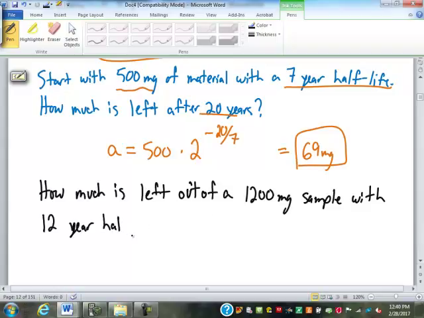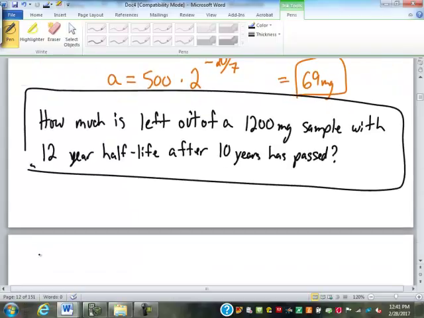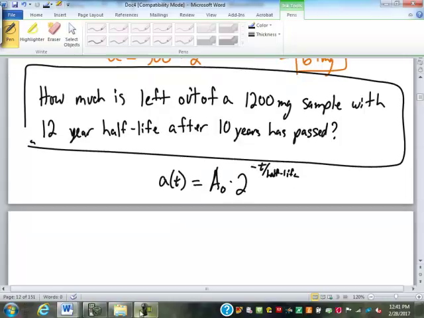So how much is left out of a 1,200 milligram sample with a 12-year half-life after 10 years has passed? So I worded it a little bit different, but it's the same type of question. See if you can plug that into that formula. The amount, sometimes the amount as a function of time, is equal to the initial amount times 2 to the power of negative t over the half-life. So give that one a shot, see what you come up with.